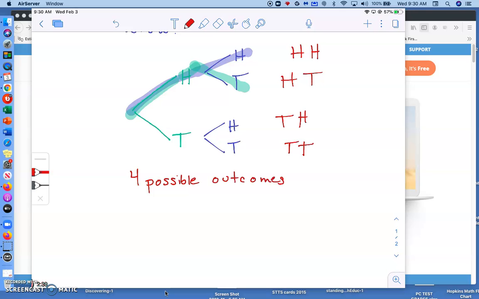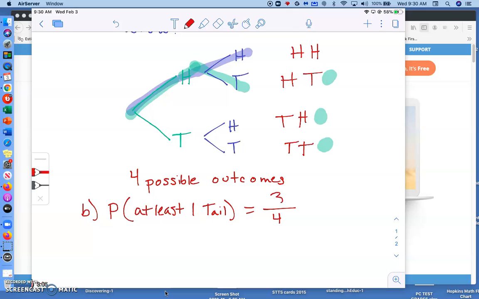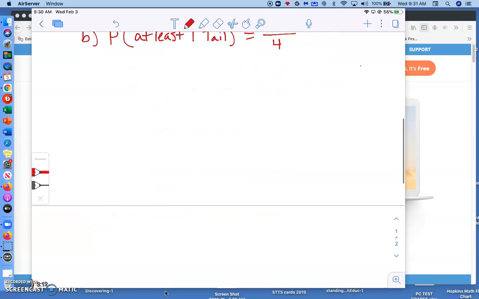So now if we looked at that and I said, find the probability, and P is going to stand for probability of getting at least one tail. So if we go to our possibilities, again, probability, our total outcomes on the bottom, and how many have at least one tail? 1, 2, 3. So our probability would be 3 out of 4. And so that's a pretty easy one. We're going to take a look at one that's a little bit more complicated.